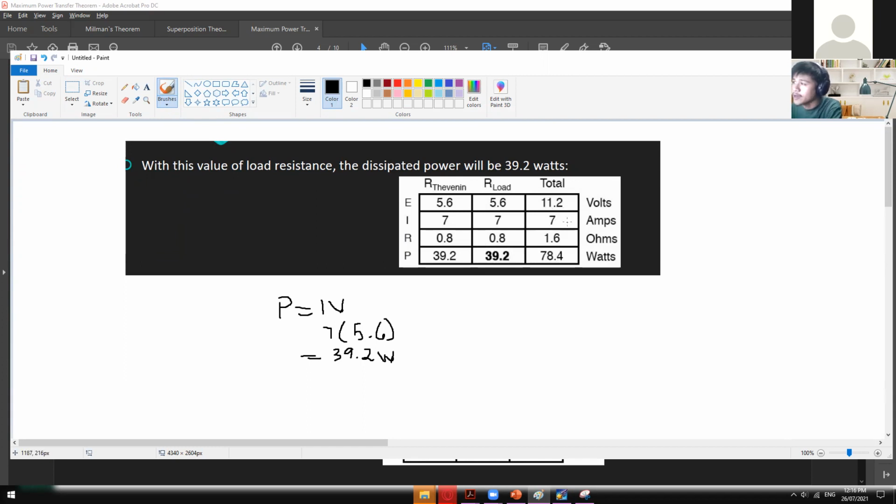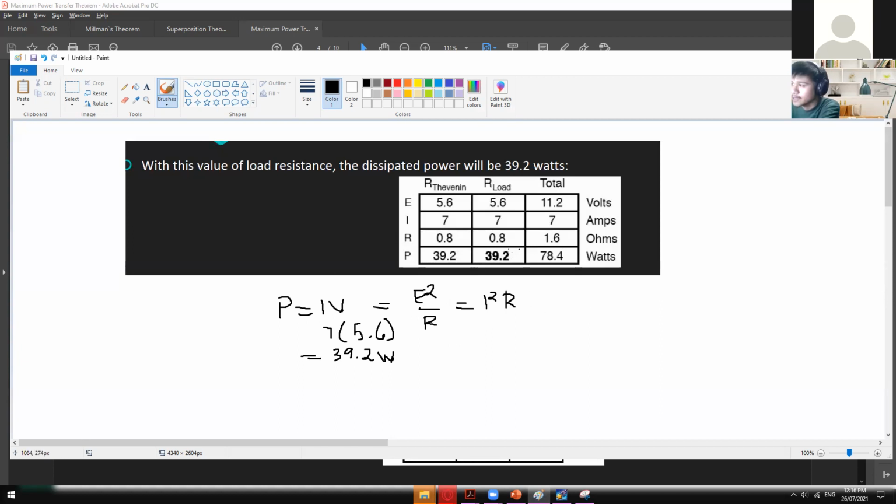You can use the total current and the total voltage. You can also apply P is equal to IV, where I is equal to V divided by R. Another formula is E squared divided by R, or I squared times R. Any of those, you will get the same result.